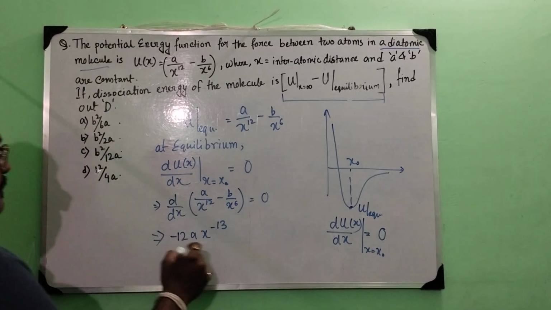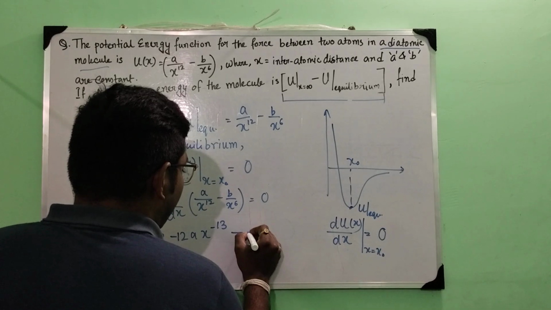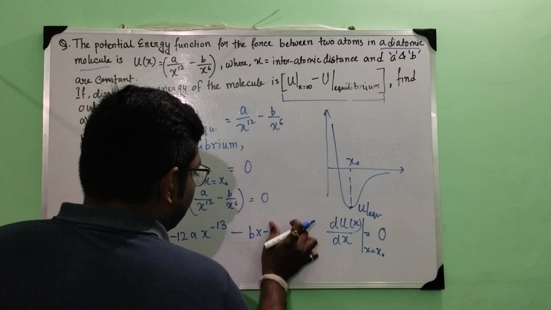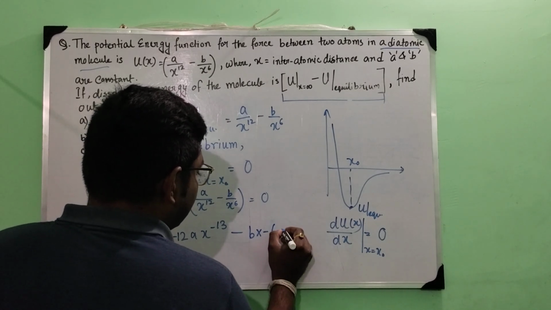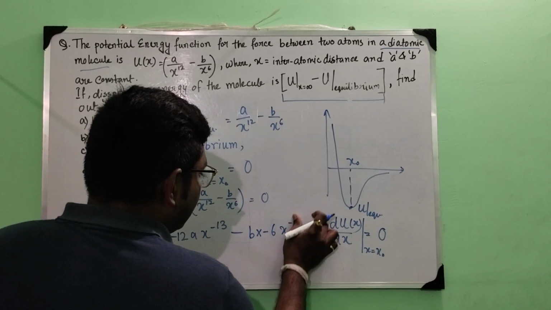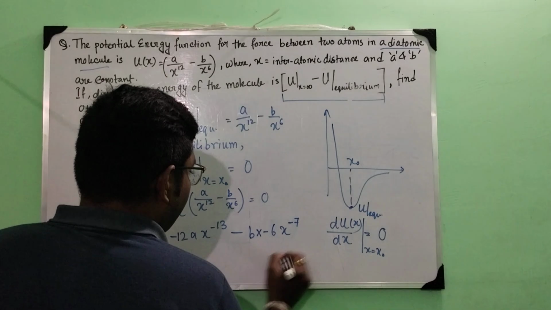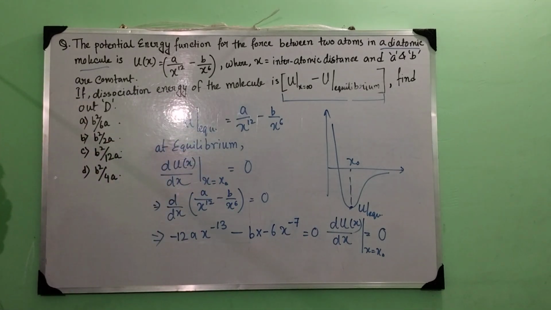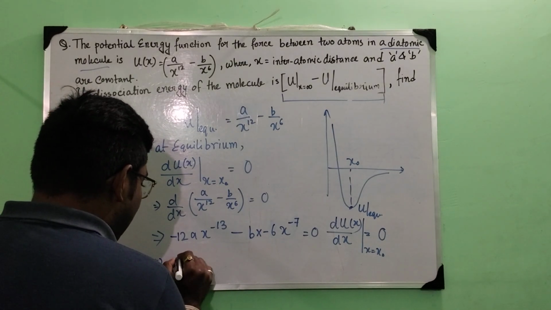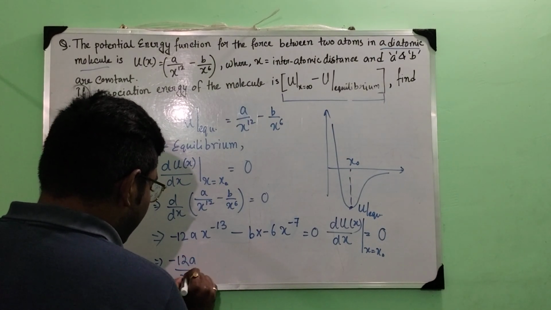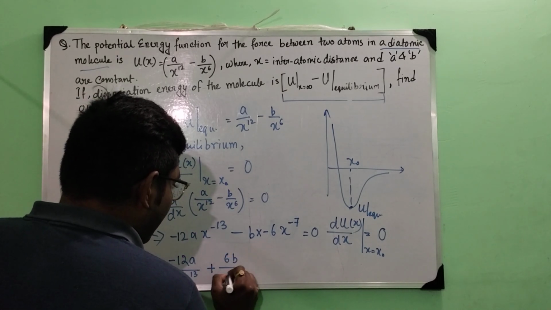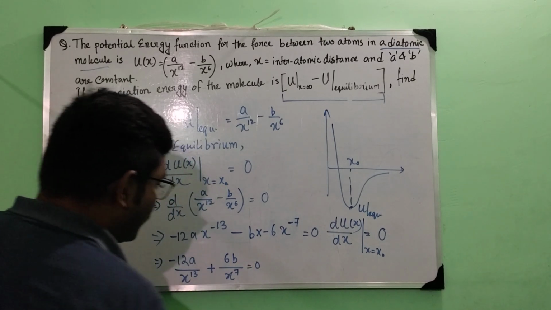Differentiating the next term, it will come minus of b into minus 6 x to the power minus 7, and this equals 0. This minus and this minus will become plus. So minus 12 a by x to the power 13 plus 6 b by x to the power 7 is equal to 0.